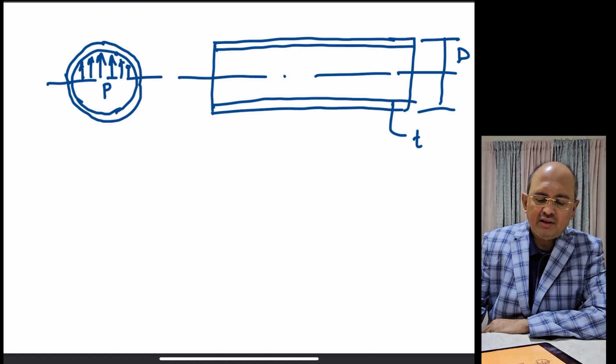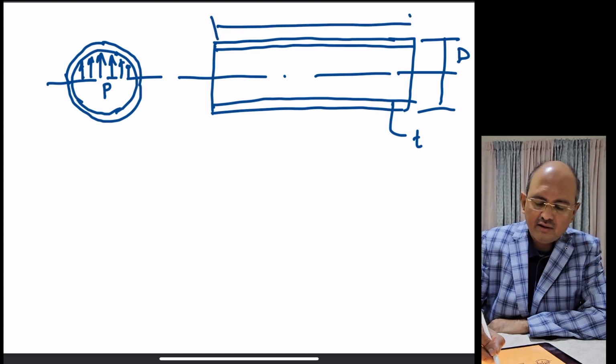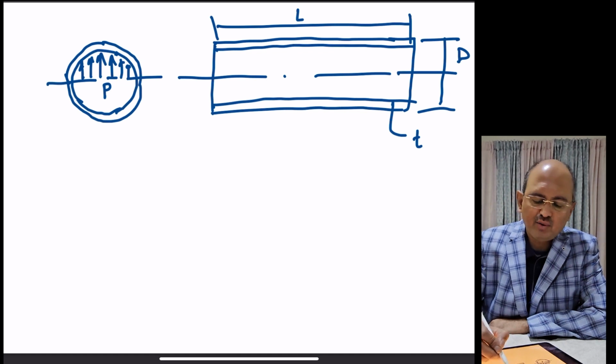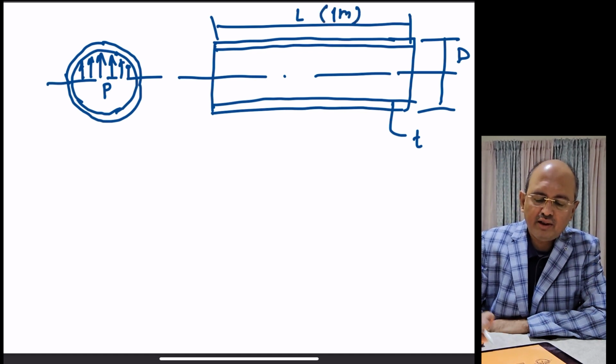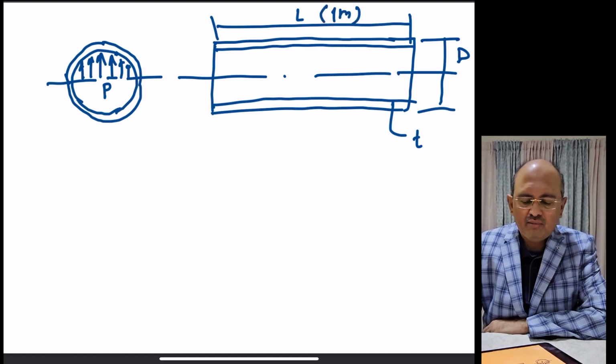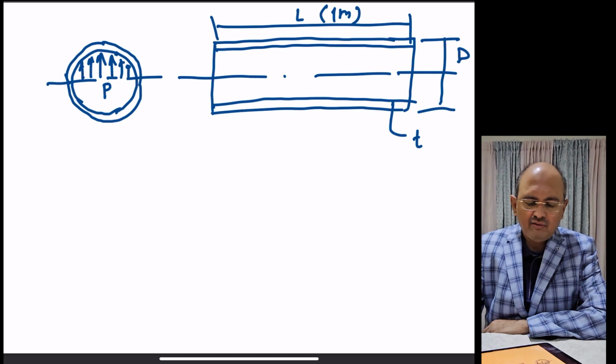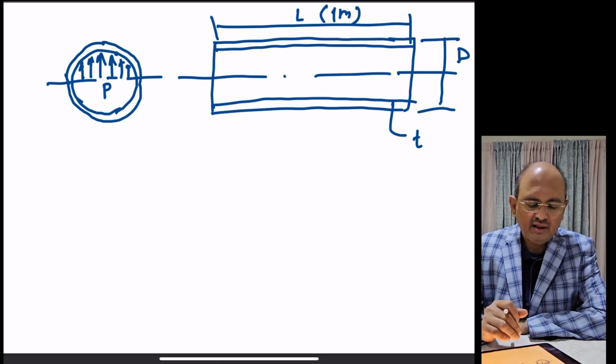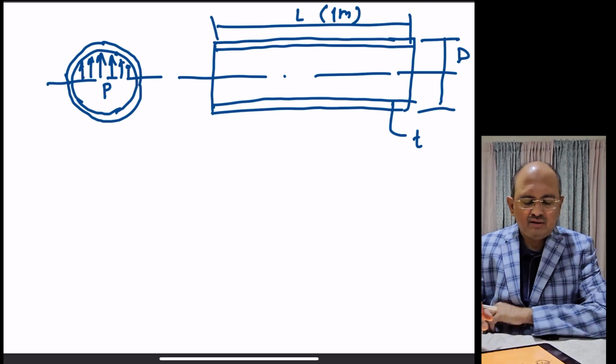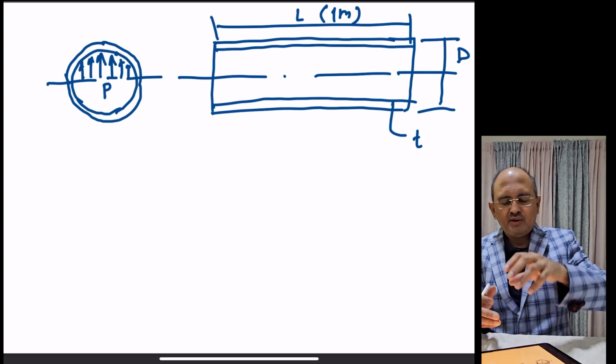So what is going to happen is, let us say that the length is unit length, which is L, or 1 meter, as you wish, you can consider. It's basically unit length. So I am taking a piece of pipe in which, say, 1 meter pipe or L length of pipe, in which the pressure is acting like this, and it's a projected area.